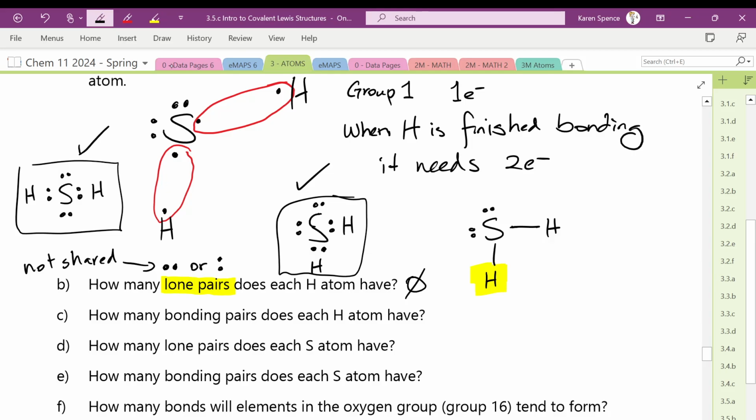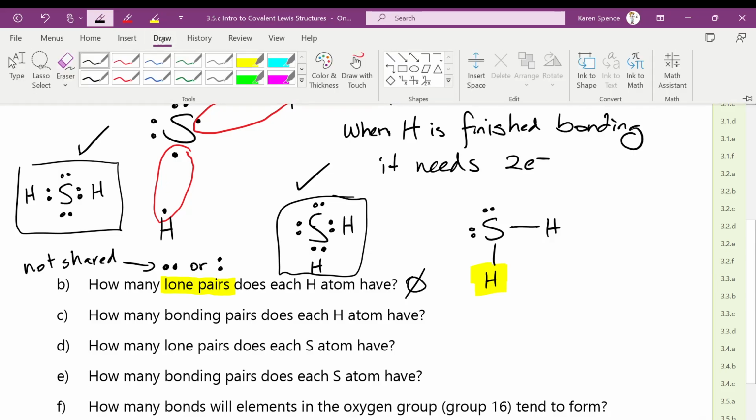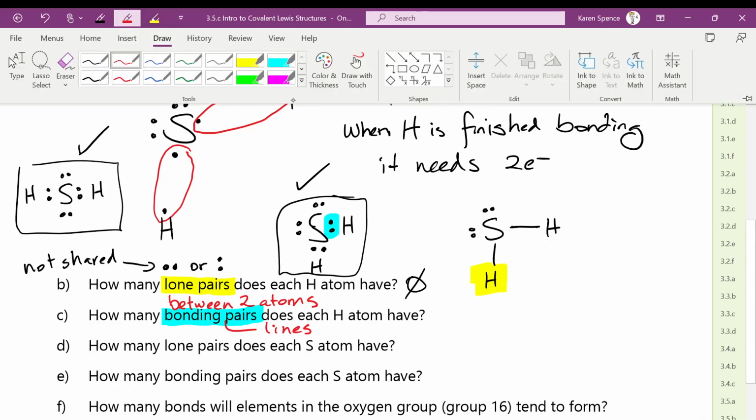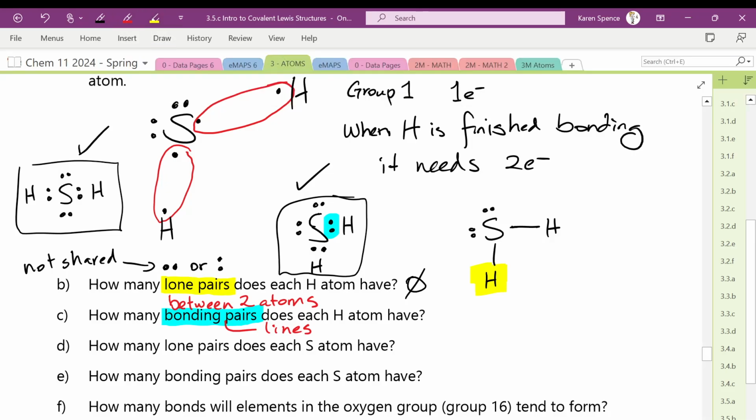How many bonding pairs does a hydrogen have? Now, a bonding pair is a pair that occurs in between 2 atoms. When we redraw them as lines, the bonding pairs are the lines. That's why I like to draw them as lines, because that's what they look like. How many bonding pairs does each hydrogen have? Just 1.